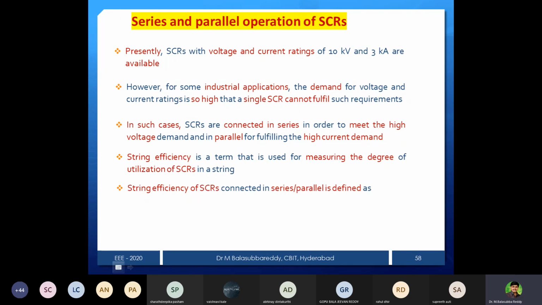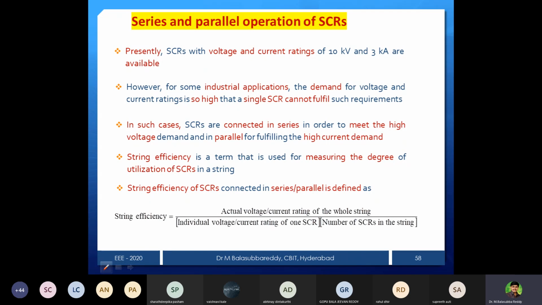String efficiency of SCRs connected in series or in parallel follows the formula I mentioned just before. Efficiency is equal to the actual voltage or current rating of the whole string divided by the individual voltage or current rating of one SCR times the number of SCRs connected in the string, either in series or in parallel. You can separate it. String efficiency for series operation is the actual voltage rating of the whole string divided by the individual voltage rating of one SCR times the number of SCRs in series.